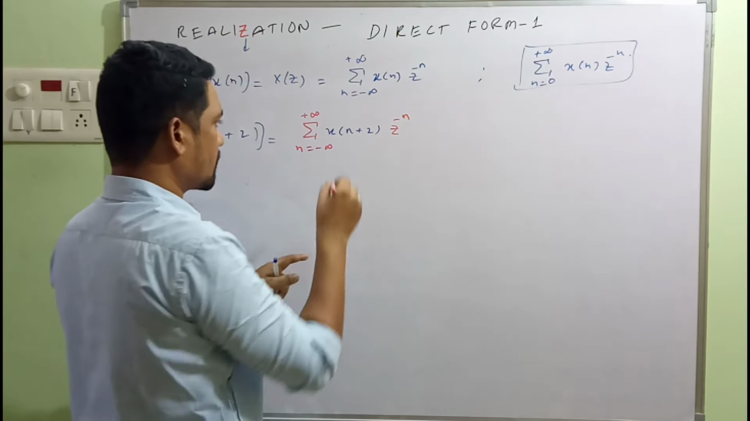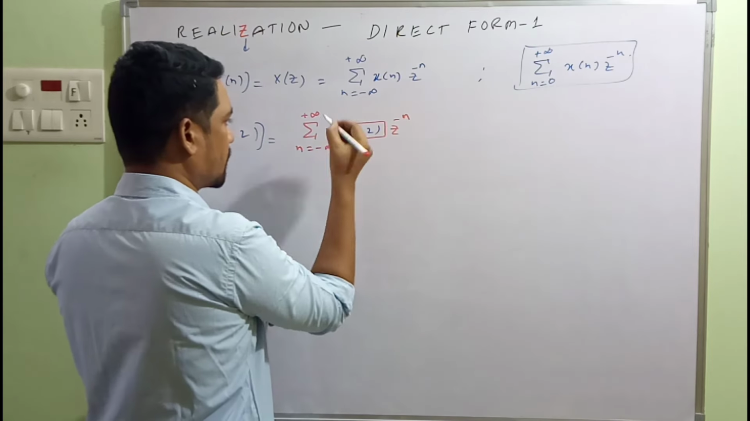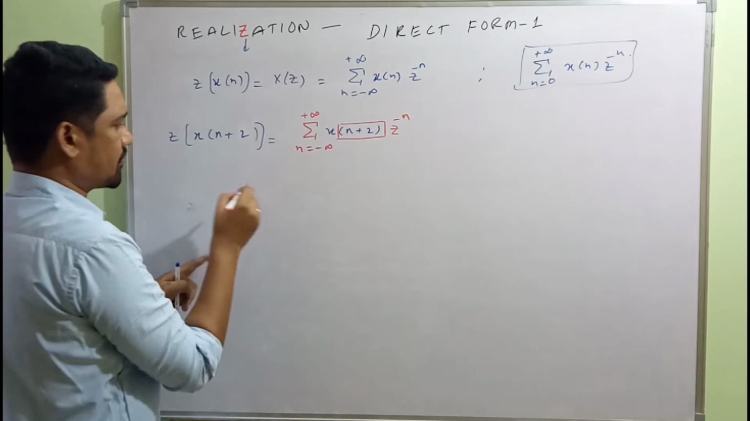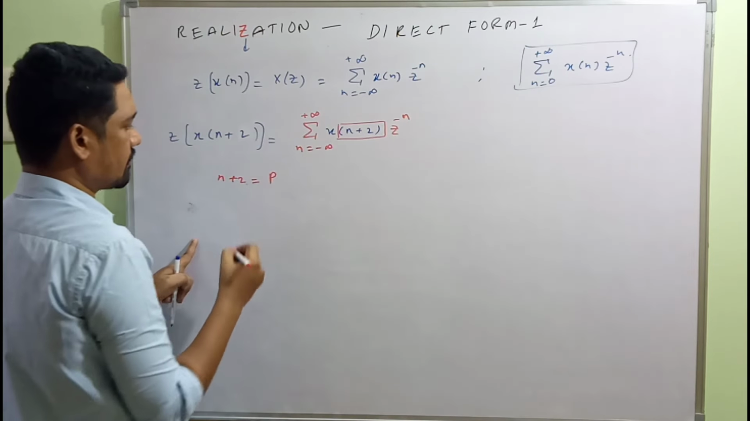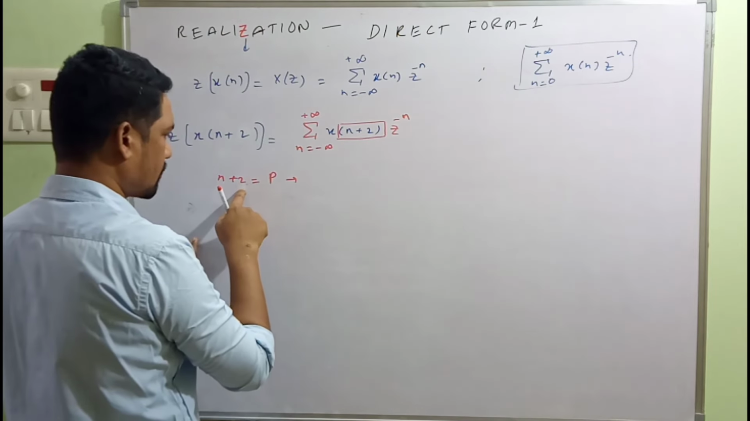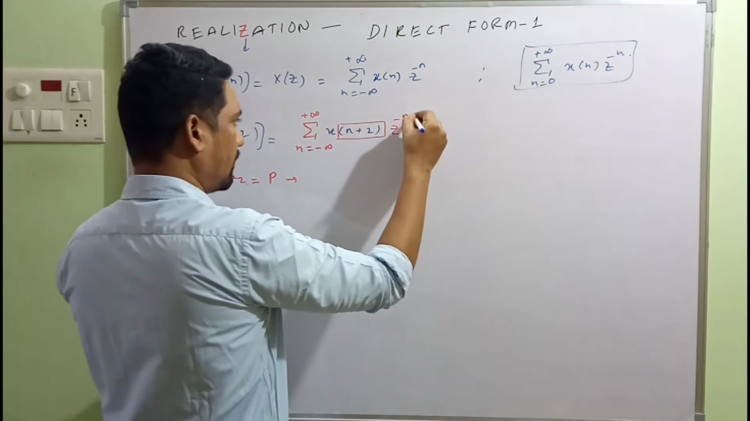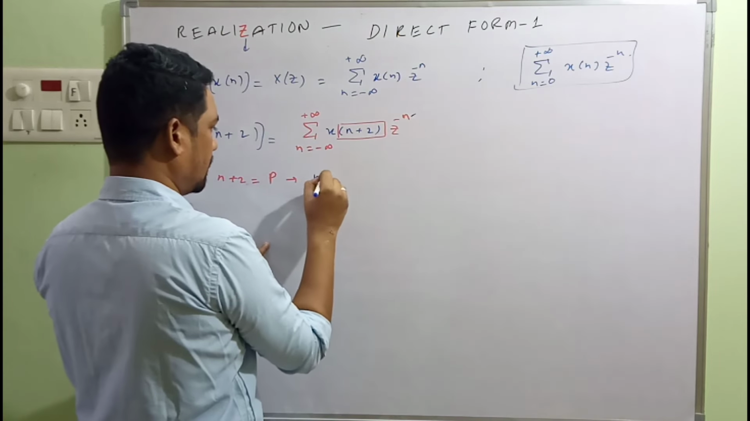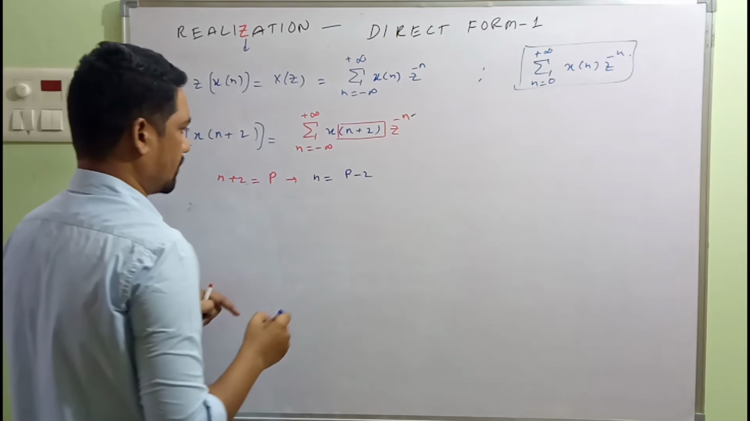So we need to go for some substitution inside the bracket. Let's substitute n plus 2 equal to some p. In that case we need the value of n. Making use of this substitution, n will be equal to p minus 2, isn't it? Here p minus 2 in this case.